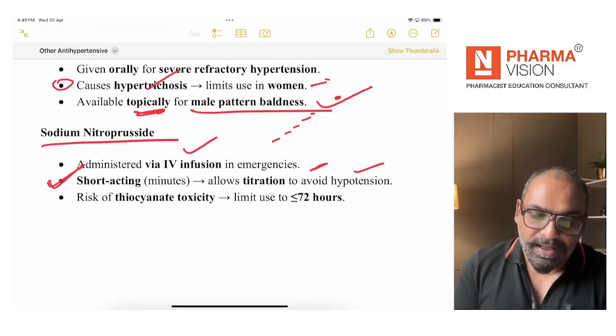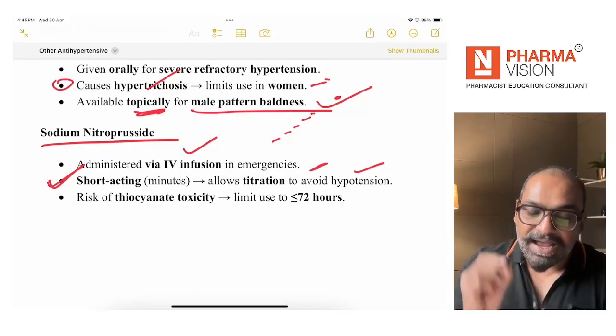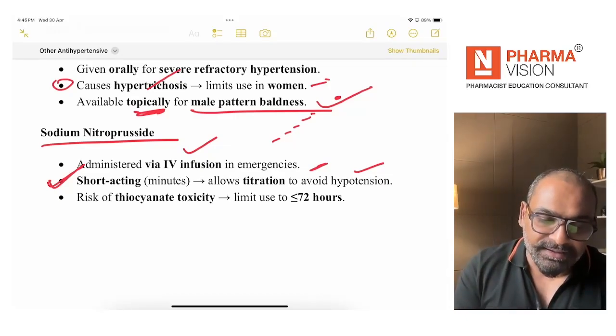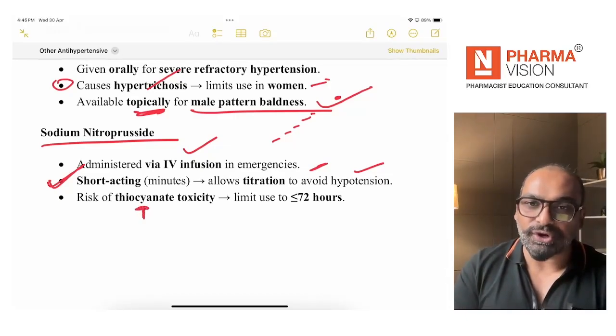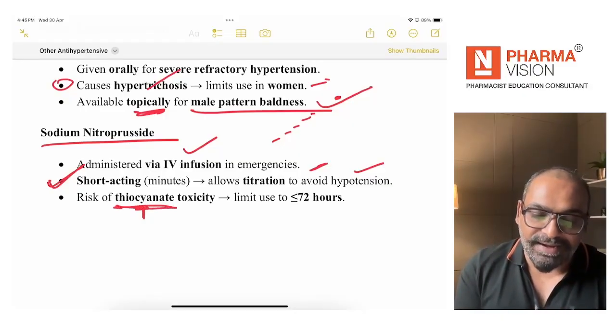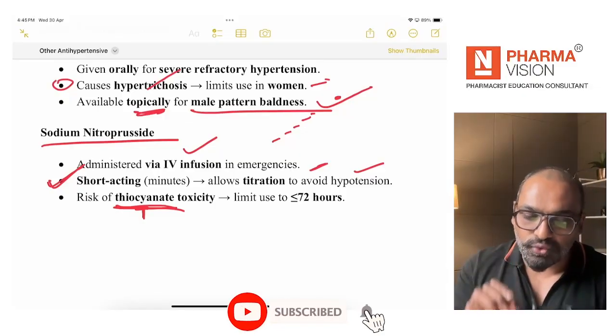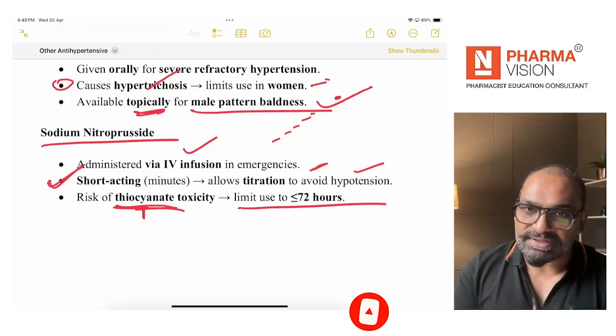But make sure, if we use sodium nitroprusside for a longer duration, it can increase the thiocyanate concentration in the body and that can cause toxicity. So cyanide-like toxicity is the problem associated with nitroprusside, and that's why the maximum use of nitroprusside should not be more than 72 hours.